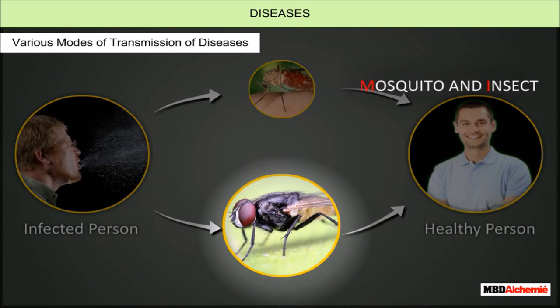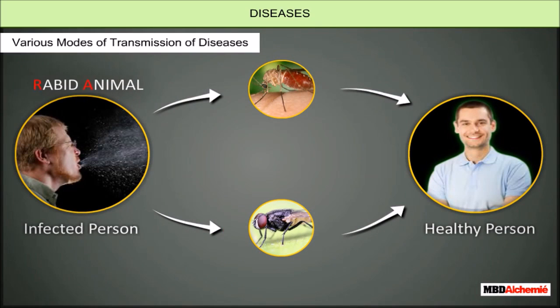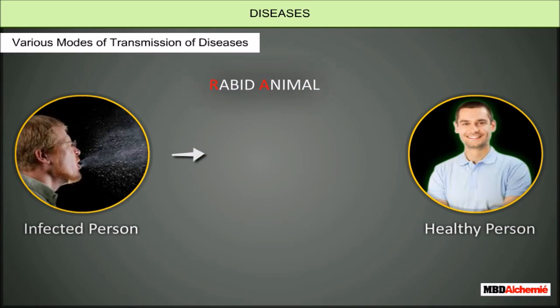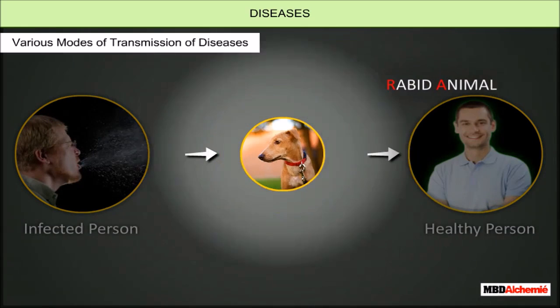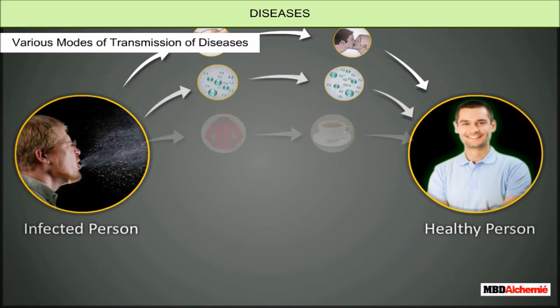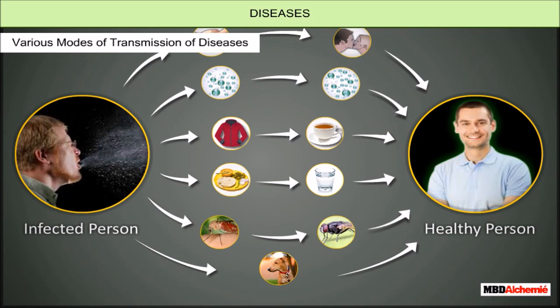Other agents of direct transmission are animal bites. Example, transmission of rabies virus by rabid animal, or transmission of cysts or tetanus by soil, and viruses of AIDS through placenta into fetal blood.